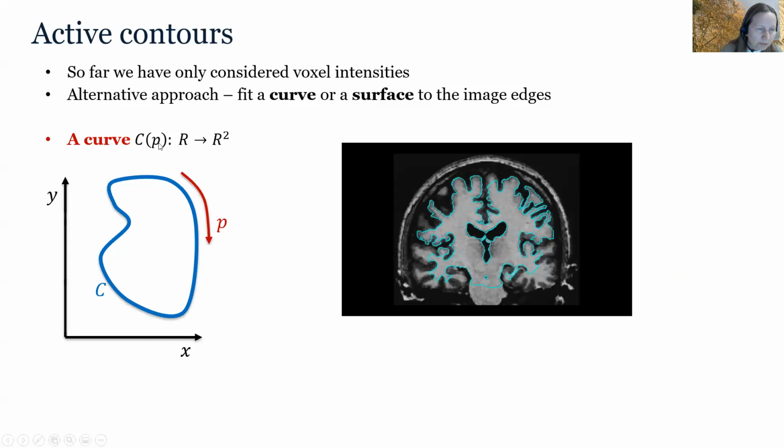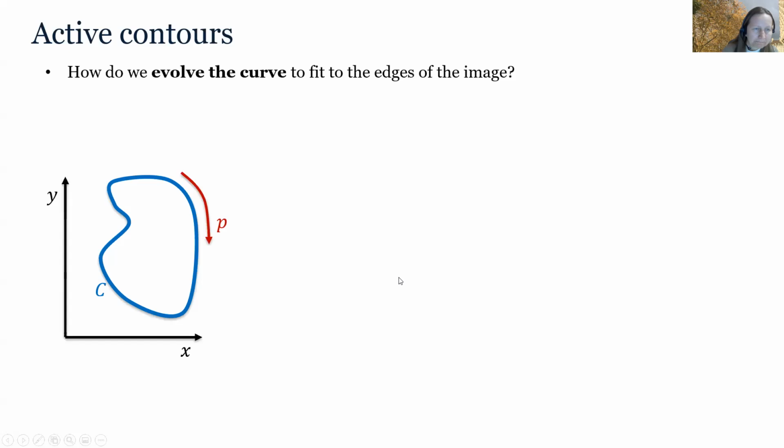So for each parameter P, we will have two output values, which are the x coordinate and y coordinate of the point on the curve. So if we take P here, then we get the x and y coordinates of this point. Okay, this is how we define the curve. And here you can see such a curve starting from just a square and evolving until it sticks to the edges in the image. So let's have a look at how this is done.